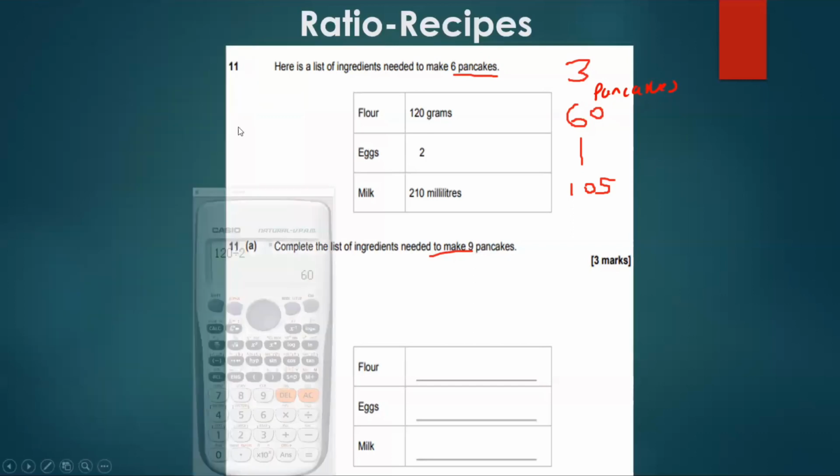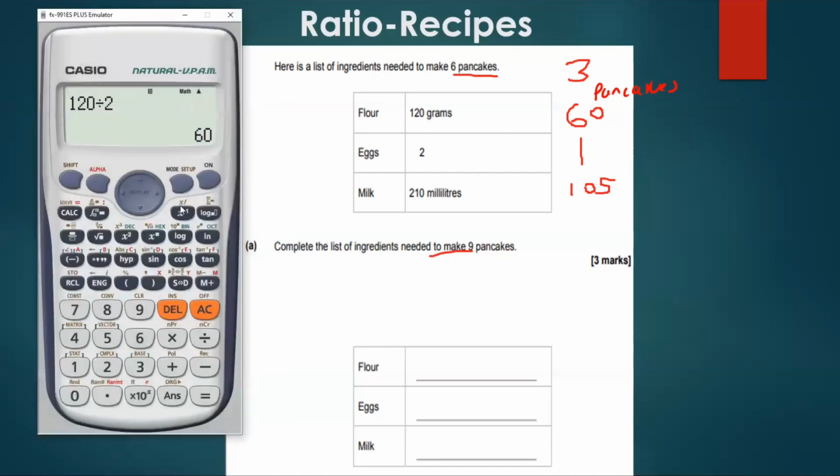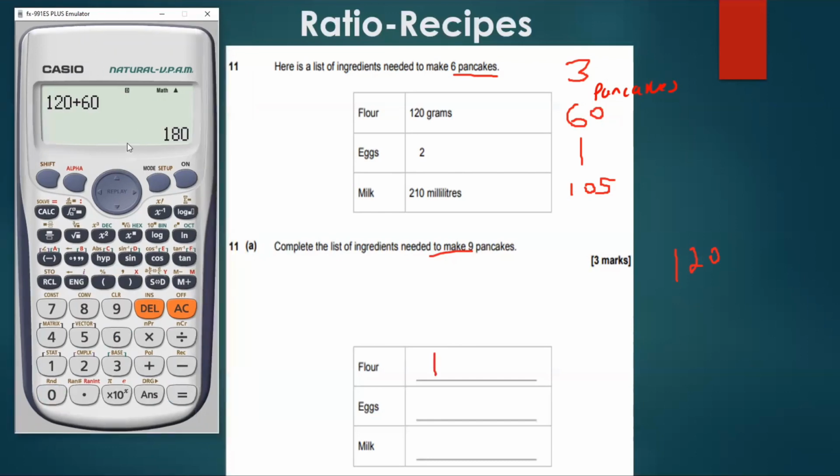Okay, what I can now do is, for 9 pancakes, I've got the ingredients for 6 pancakes plus 3 pancakes. So what I'm going to do is 120 plus 60. It might be quicker on the calculator. I calculate 120 plus 60 gives us 180. So we're going to have 180 grams of flour. So make sure that you put the grams at the end. So 180 grams. The next part is going to be 2 plus 1.